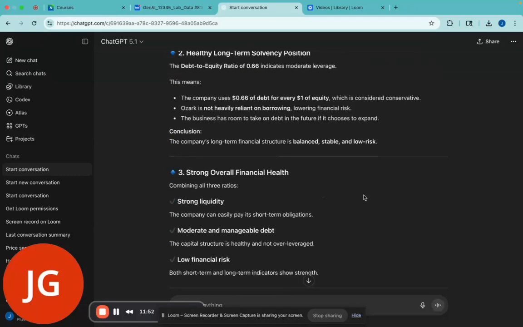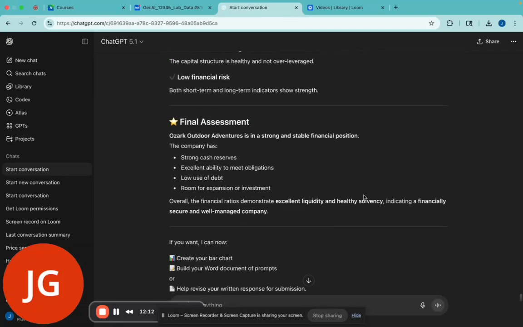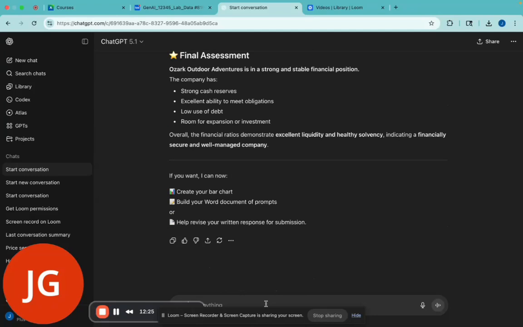So for the overall financial health, we start with strong liquidity. The company can easily pay off its short-term obligations. Moderate and stable debt: the capital structure is healthy and not overly leveraged. And finally, low financial risk. Both the short-term and long-term indicators show strength. Perfect. And then we get our final assessment, that the company has strong cash reserves, excellent ability to meet obligations, low use of debt, and room for expansion or investment. Perfect. This is exactly what we wanted to know from the question that we asked earlier.